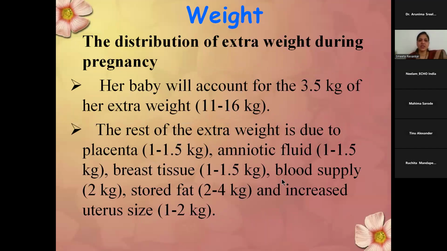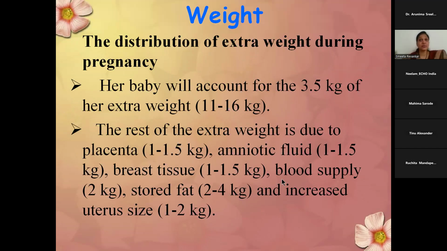The baby will account for around 3.5 kg of her extra weight. Okay, the rest of the extra weight is because of the placenta. We know that the placenta also has weight. Amniotic fluid is around 1 to 1.5 kg. As we all know, during pregnancy the breast tissues are also increasing, isn't it? The size of the breast is increasing, so that weight also corresponds to the weight gain during pregnancy.